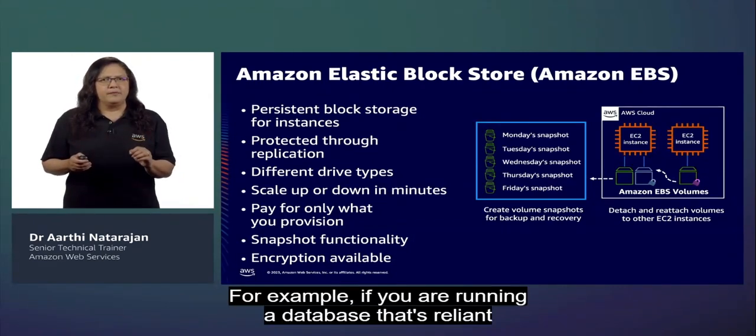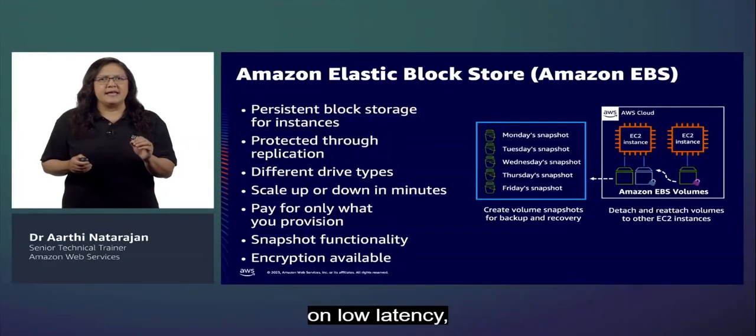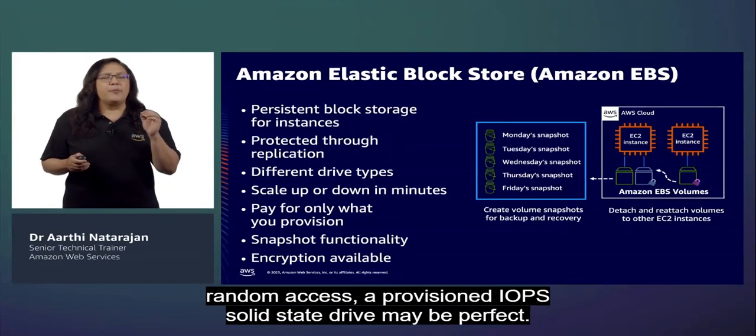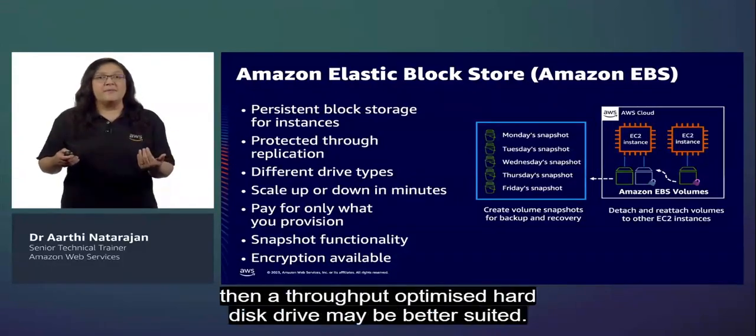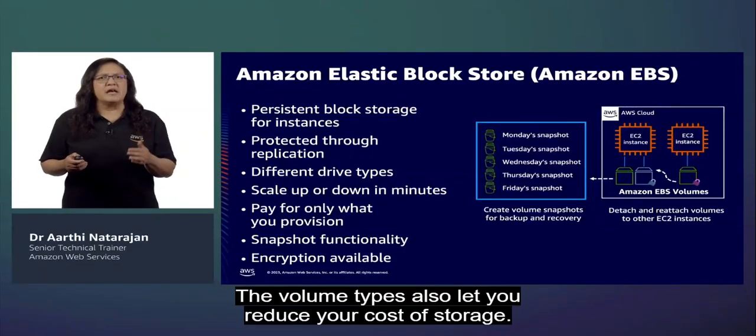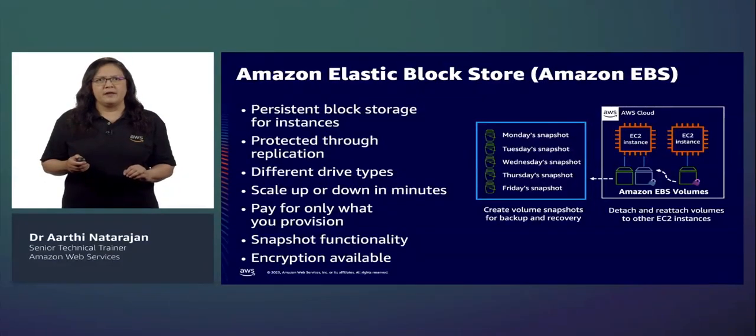For example, if you're running a database that's reliant on low latency, random access, a provisioned IOPS solid-state drive may be perfect. However, if you're more interested in streaming large log files, then a throughput-optimized hard disk drive may be better suited. The volume types also let you reduce your cost of storage.